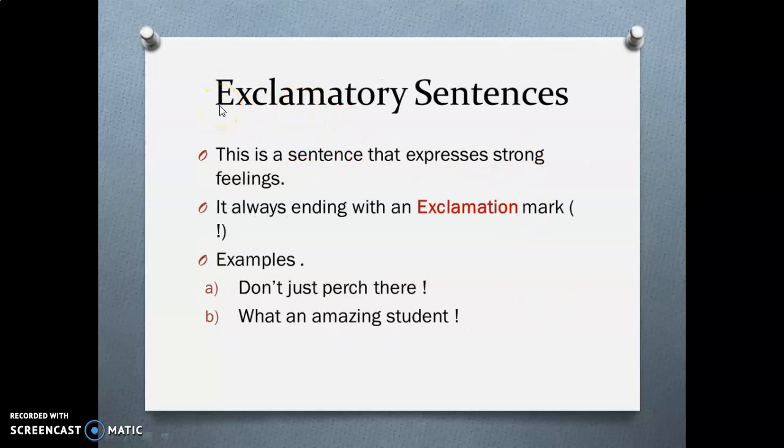Number 4, and the last one, exclamatory sentences. Now, these are sentences that express strong feelings, and they always end with an exclamation mark. This is an exclamation mark, we already know. For example, don't just perch there! Or, what an amazing student! Don't forget to put the exclamation mark to show that it is an exclamatory sentence.